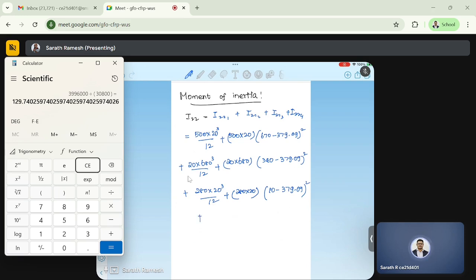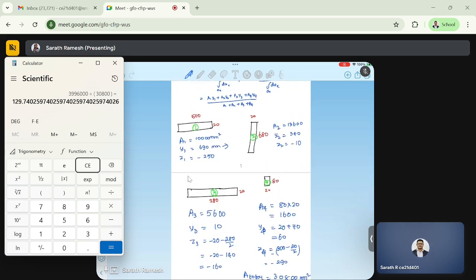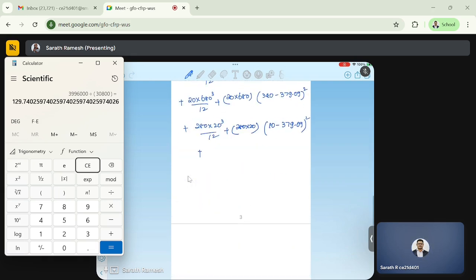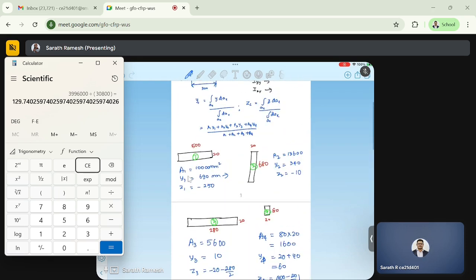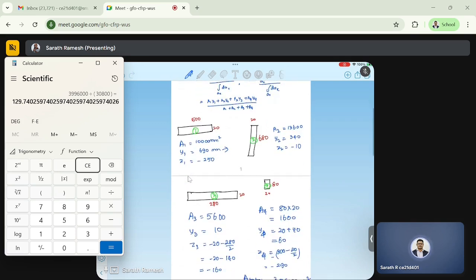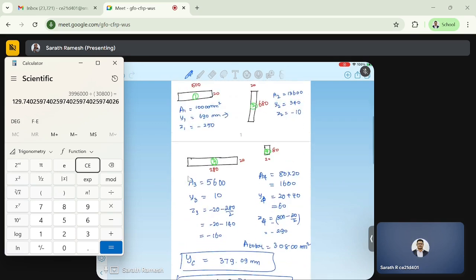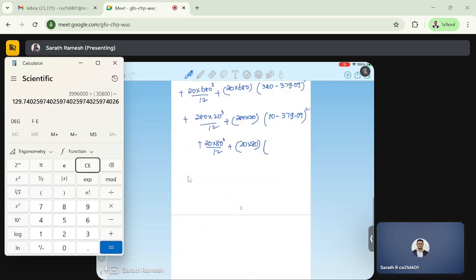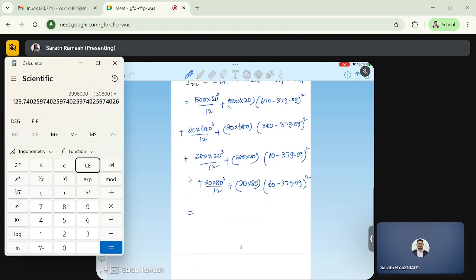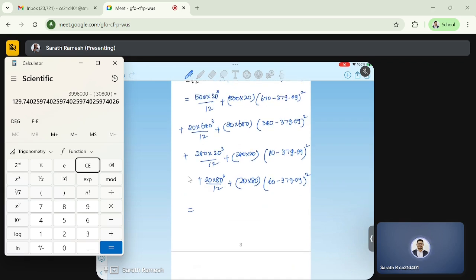Plus finally the section 4, which is 20 into 80 cube by 12, plus 20 into 80 times the square of the distance between them. Y4 is 60 and YC 379.09. 60 minus 379.09, the whole square. Now adding everything, we are going to get the moment of inertia about the Z axis.